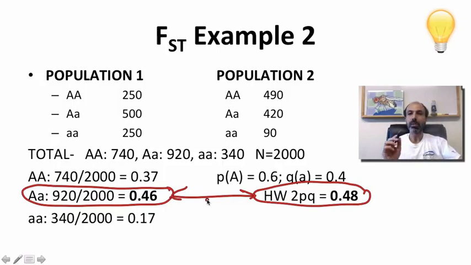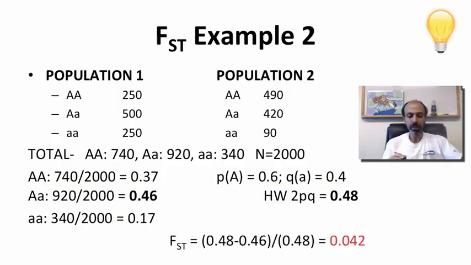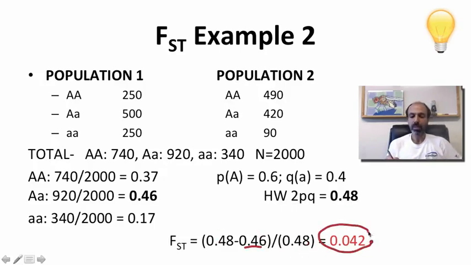Well, now we can calculate a much smaller FST than we did before. Here's our number. Here's our Hardy-Weinberg predicted, 0.48, minus 0.46, which is the observed, divided by 0.48. Again, it's always the predicted minus the observed over the predicted. In this case, our FST measure comes out to 0.042.